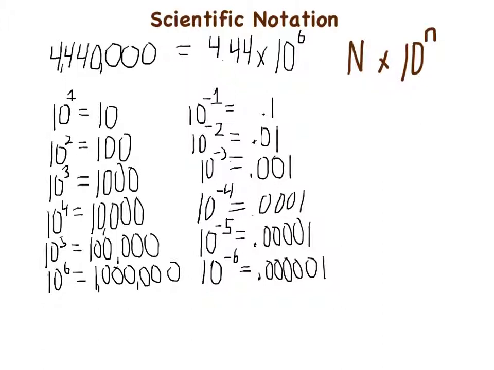So for example, I have this number right here, 4,440,000. Say this was an answer to some problem or just a number that you had to communicate to another scientist. That is a pretty big number, but a way you can convert it to scientific notation will be equal to 4.44 times 10 to the 6th.